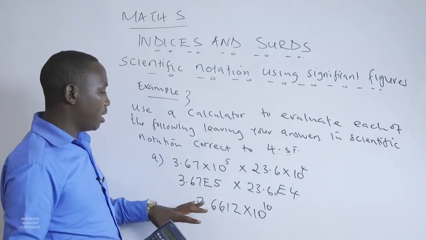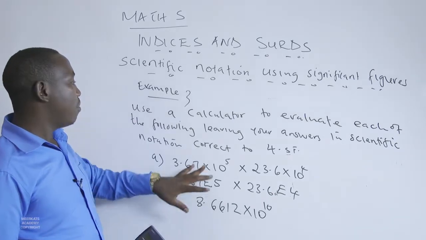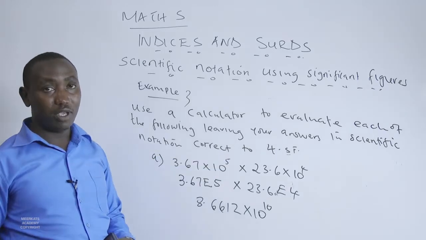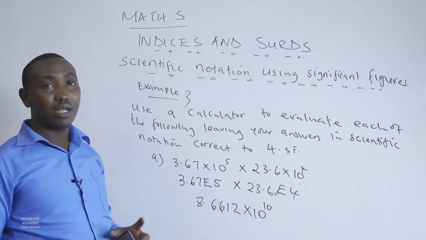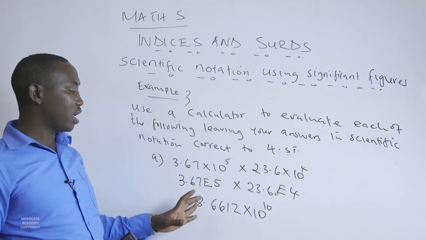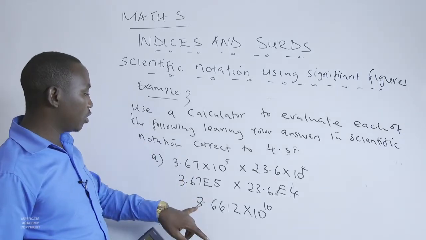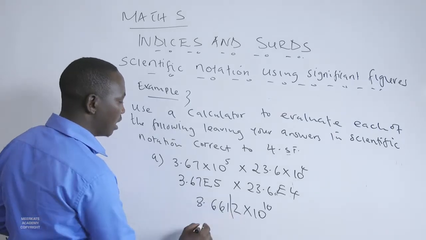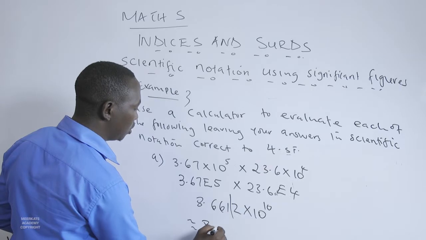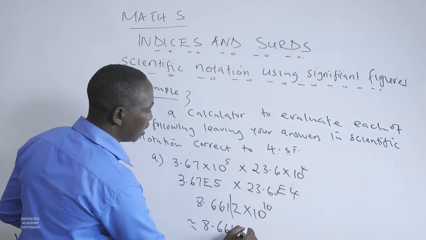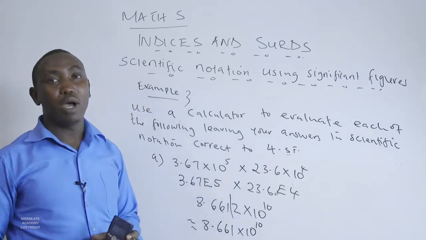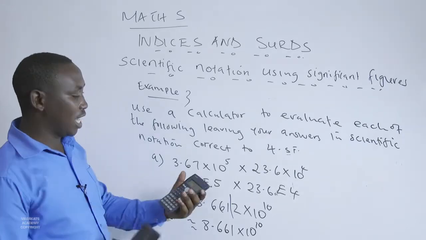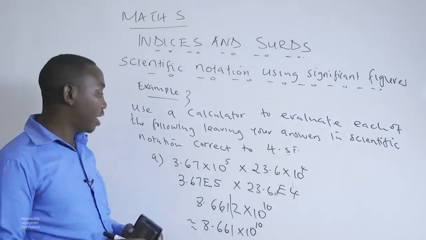That is now the expected result, but you have been told to leave your answer correct to 4 significant figures. And we said for scientific numbers, we count significant figures right away from the first digit. So we're going to have 1, 2, 3, 4. So we lock out the other one. So we shall have approximated to 8.661 times 10 raised to power 10. So we use exponential, which is in the scientific calculators.